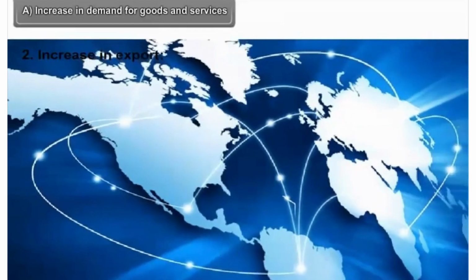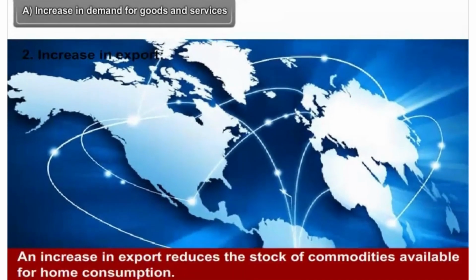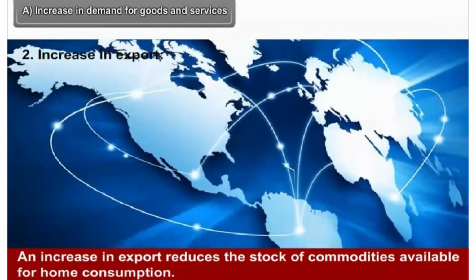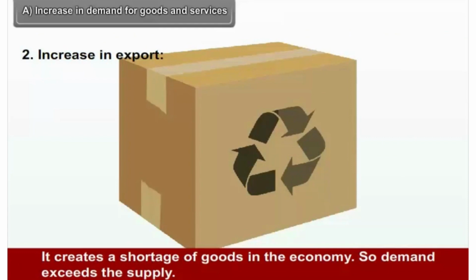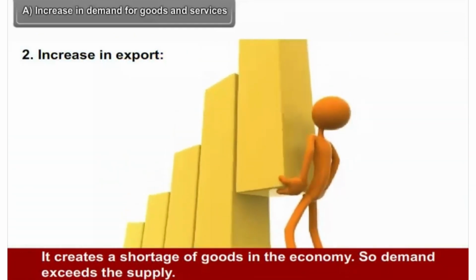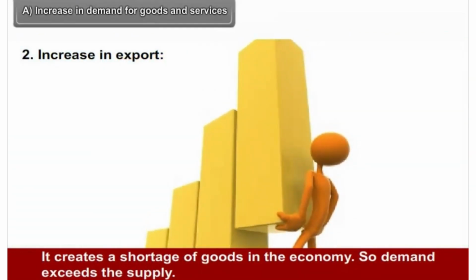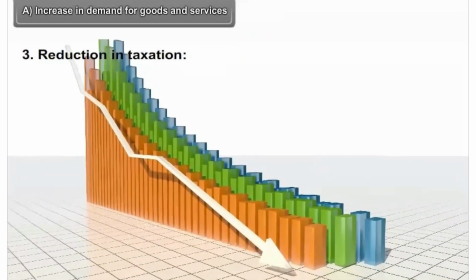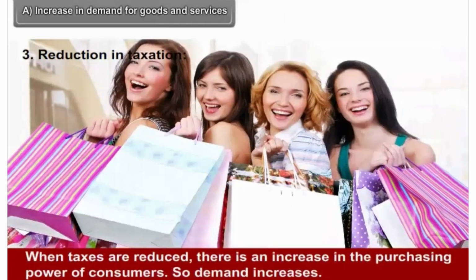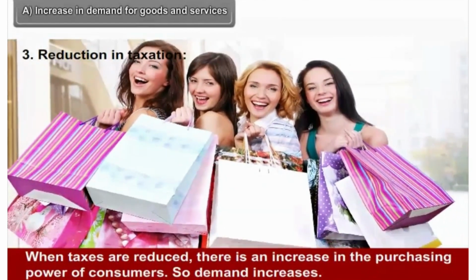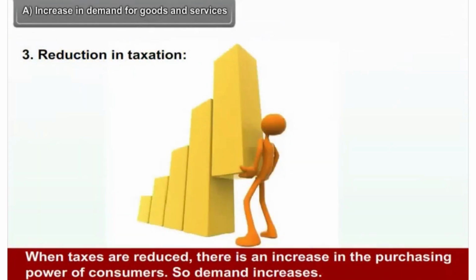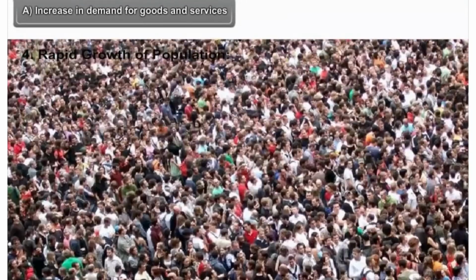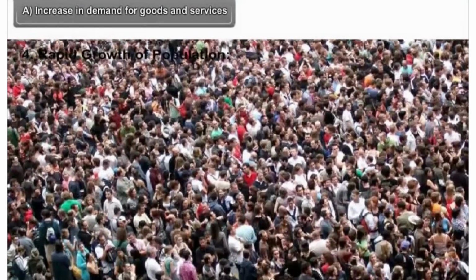2. Increase in export. An increase in export reduces the stock of commodities available for home consumption. It creates a shortage of goods in the economy, so demand exceeds the supply. 3. Reduction in taxation. When taxes are reduced, there is an increase in the purchasing power of consumers, so demand increases. 4. Rapid growth of population.